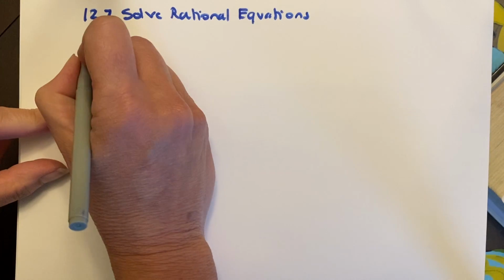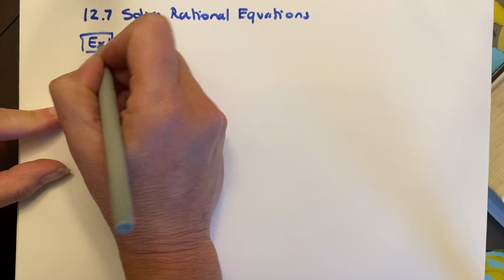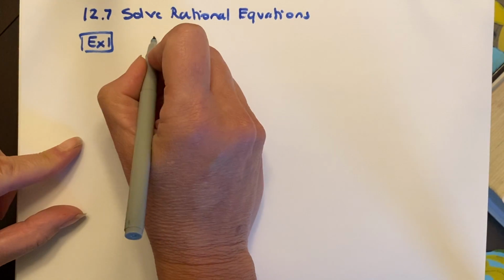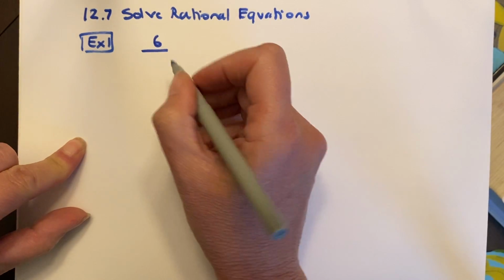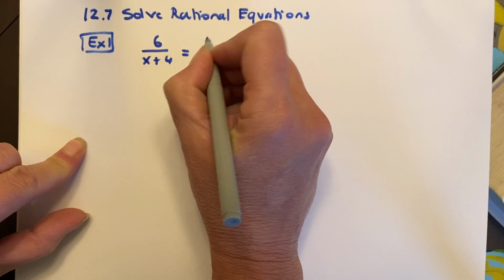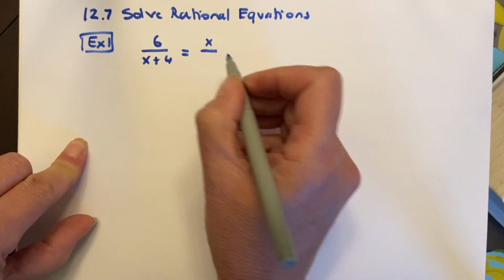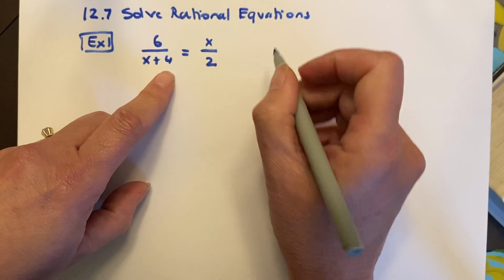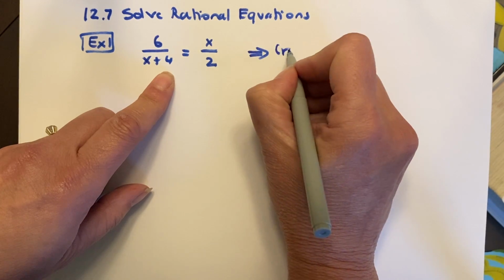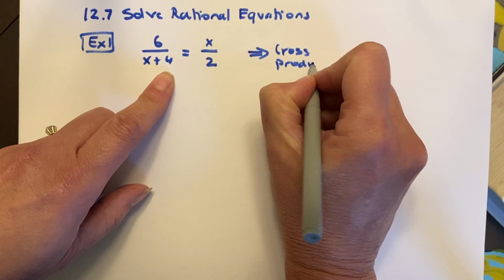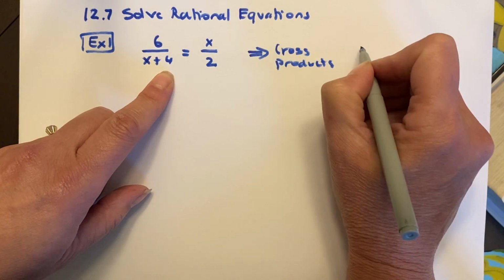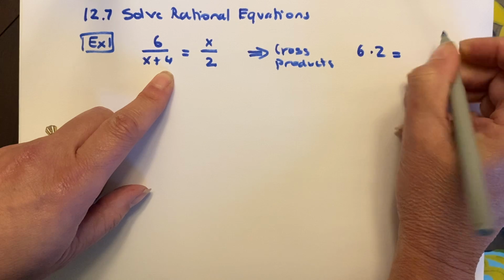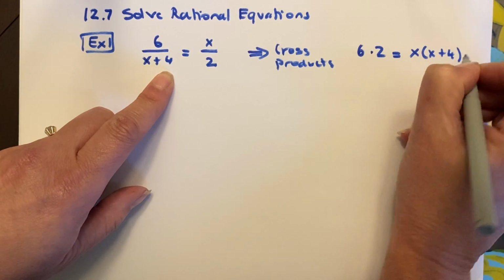So, example 1 is going to start us with a simple equation, 6 over x plus 4 equals x over 2. And really, we want to solve for x, but you can see right away this is a ratio, basically. And so all that we need to do is use the cross products property, which you remember. So we're going to do cross products. And so we're going to multiply 6 times 2 equal to x times x plus 4.